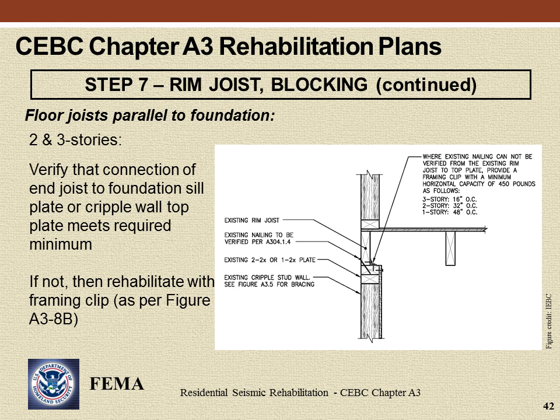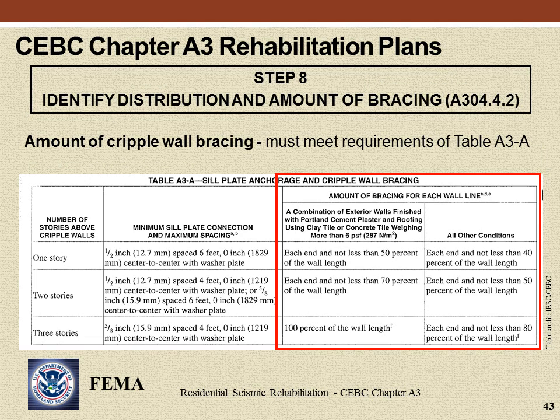Again, it is common to have to provide framing clips because existing toenails cannot be verified. Step 8. The amount of required cripple wall bracing is determined using CEBC Table A3-A, columns 3 and 4.